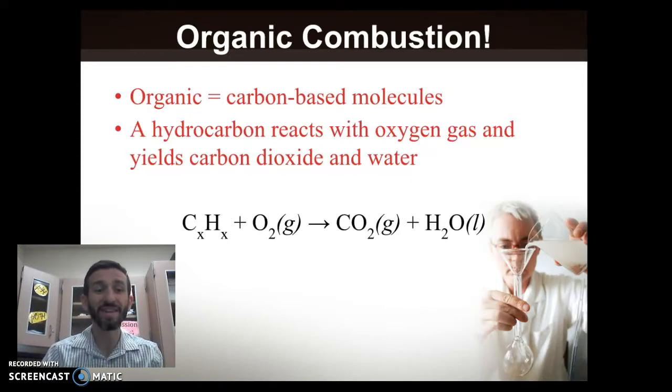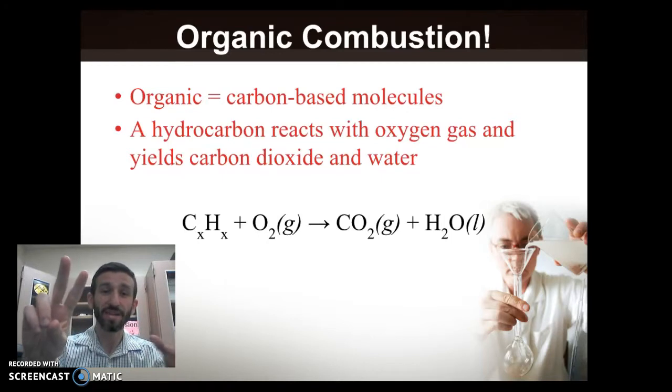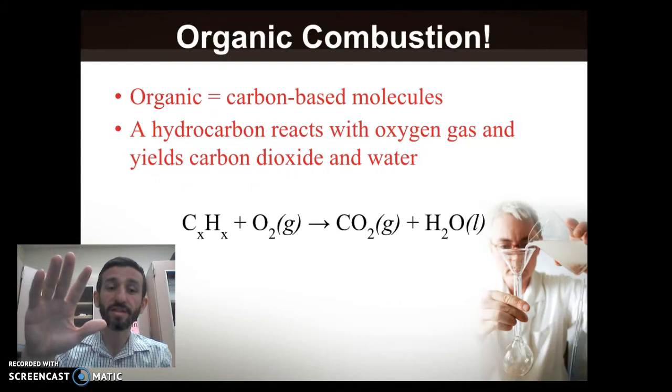Okay, so our 5 main types of reactions, okay? We had synthesis, 2 becoming 1. We had decomposition, which is the opposite of synthesis, 1 becoming 2. We had single replacement, where 1 element that's more reactive replaces a less reactive element. We had double replacement, which is two ionic compounds switching partners, and finally organic combustion, which is just an organic compound burning in the presence of oxygen.